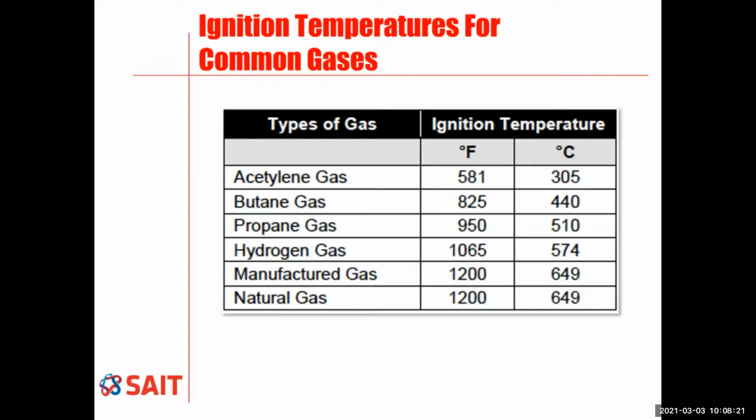And natural gas, okay, natural gas has a 1200 degree ignition temperature. So you could have a natural gas leak as long as you have a temperature of less than 1200 degrees around, or no source of ignition like a spark or an open flame. It will not combust. Okay, so these are ignition temperatures of common gases.